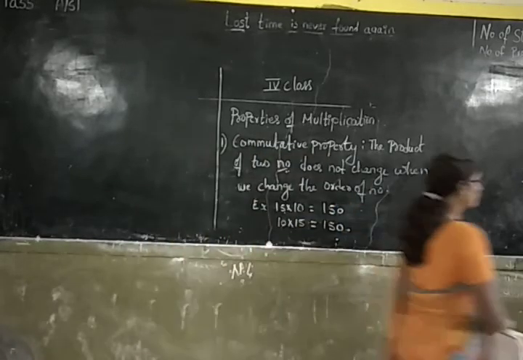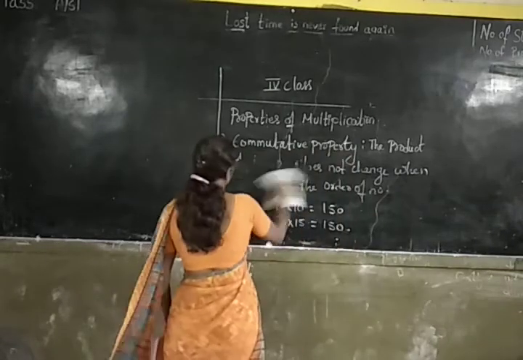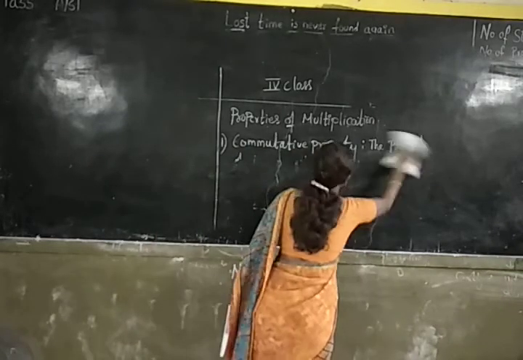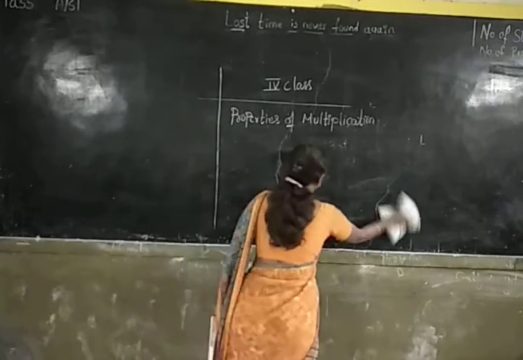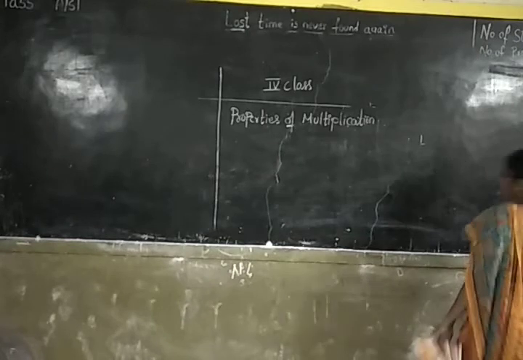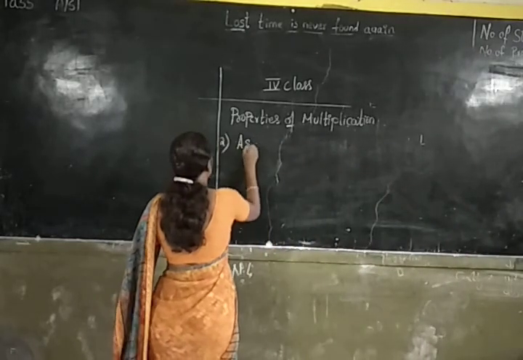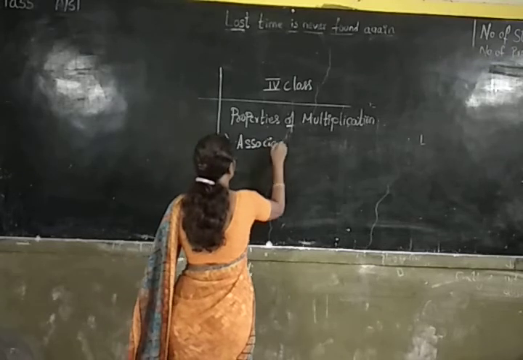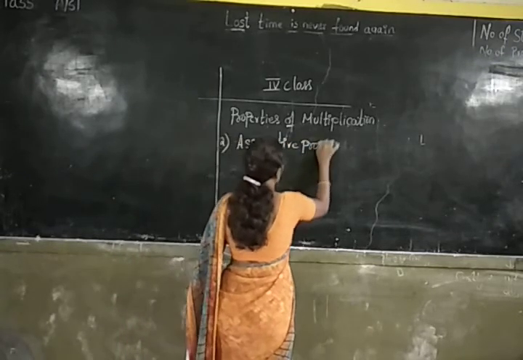Okay, children? Now let us learn the second property, which is the associative property.